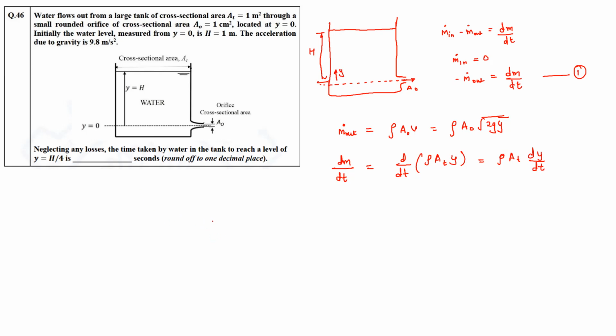you can now say that rho A_T dy/dt is equal to rho A naught root 2gy, and there is a minus sign somewhere. So this rho and rho get cancelled out. Now dt you can take on the right side and everything else on the left-hand side. Then this becomes A_T over A naught, 1 over root 2g, and this becomes dy over root y.